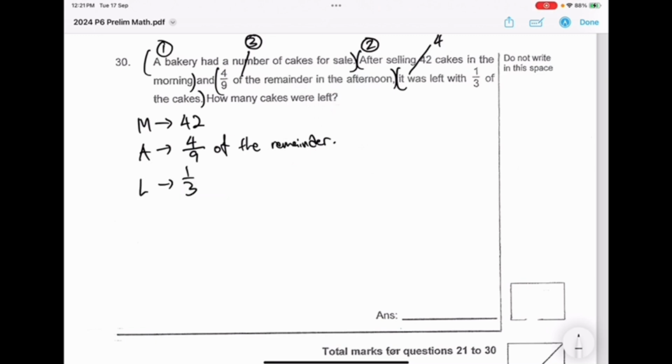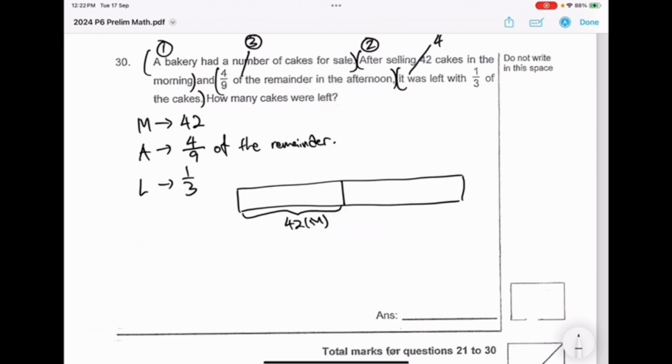Now what I want to do is draw a model to help me visualize it. I have my bar model over here. I know that 42 was sold in the morning. And then what happened to the rest? 4/9. So I'm going to split this up into 9 units. Now that I've split it up into 9 units, what I want to do is label that 4 units is sold in the afternoon. And the rest of it is 1/3 of the total. Okay, knowing that this is 4 over 9, and this over here is 5 over 9.